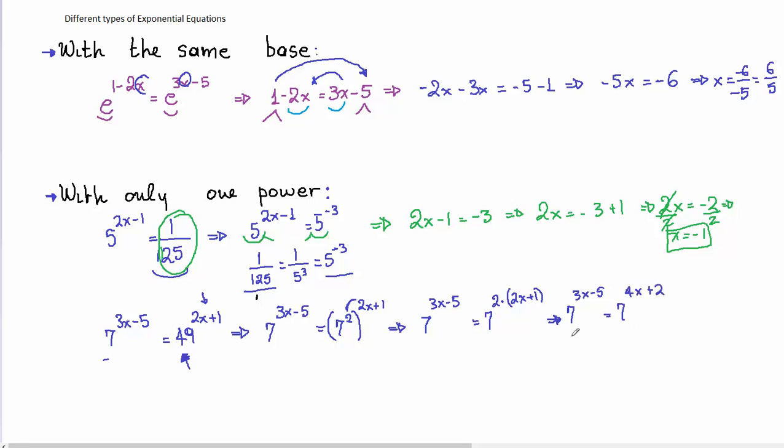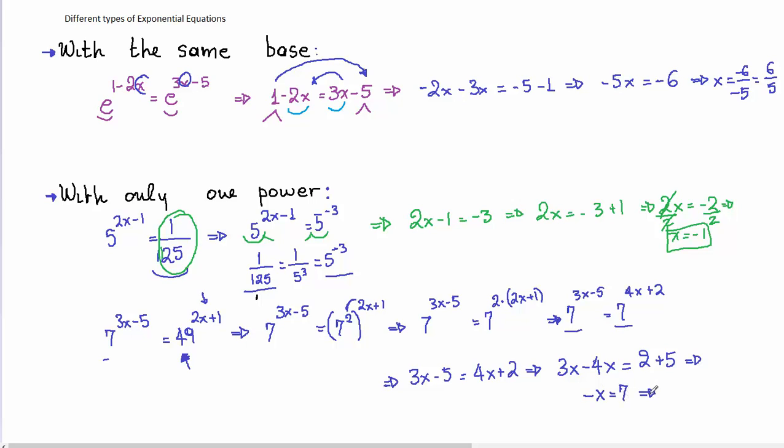plus 2. Now, the bases are equal, so I can focus on the exponents again. And this will tell me that the exponent of the left power will be equal to the exponent of the right power. This will give me a linear equation that I need to solve. 3x minus 4x is equal to 2 plus 5. And this tells me that I have 3x minus 4x is negative x equals 7.